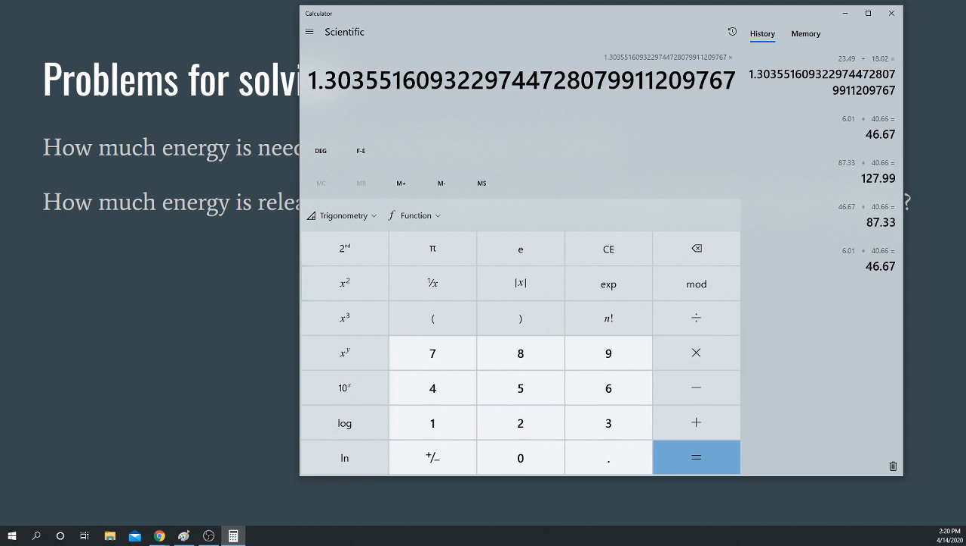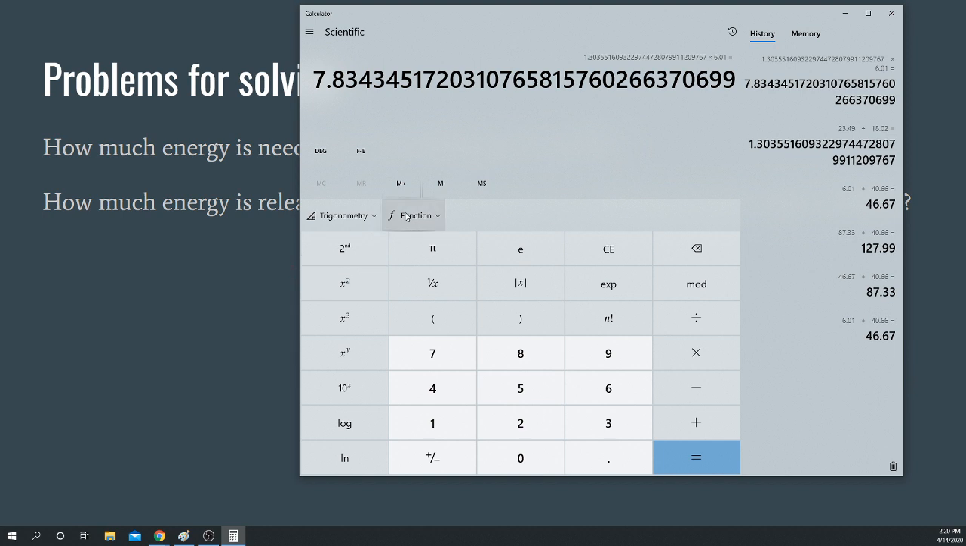Then we multiply that by the enthalpy of fusion, 6.010 from the previous slide. And our answer is 7.834 kilojoules. Not necessarily deeply meaningful to you, but that is the answer to the problem.